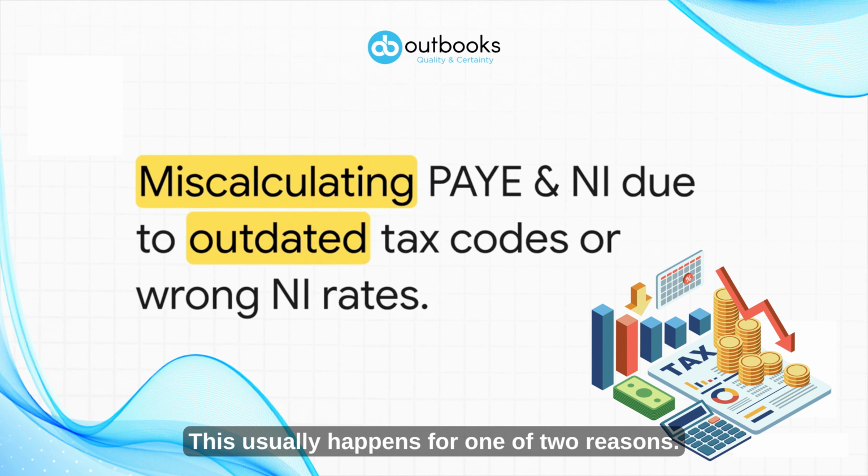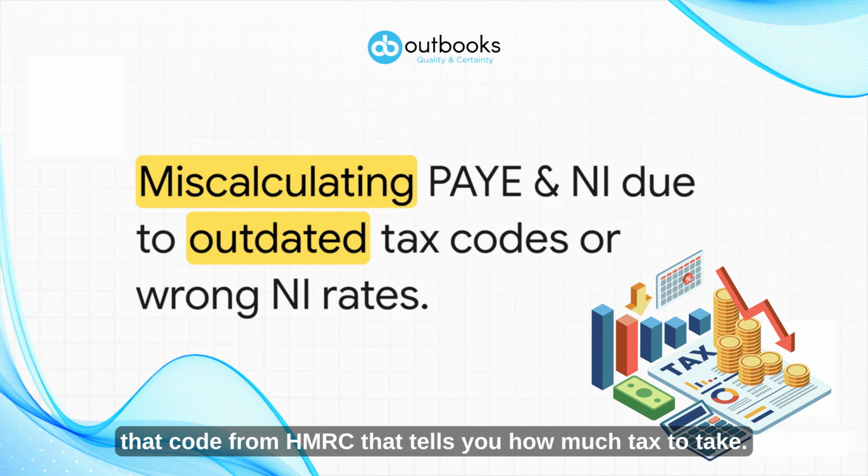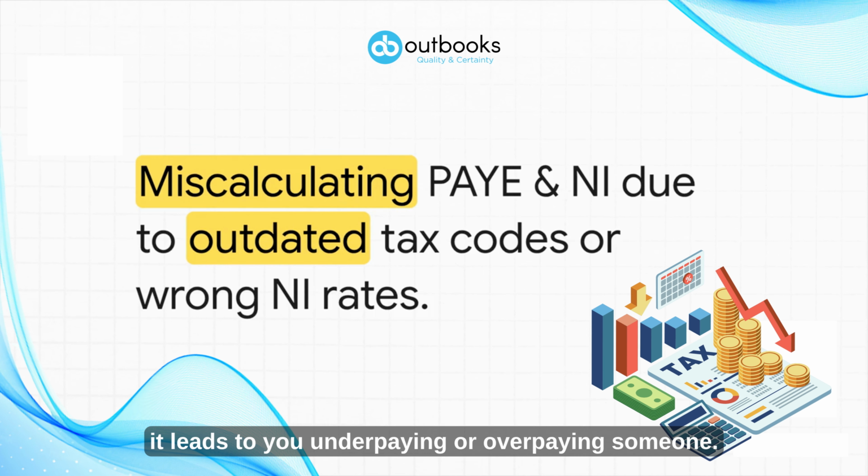Mistake number 2, getting the math wrong. Miscalculations. This usually happens for one of 2 reasons. Either you're using an old tax code, that code from HMRC that tells you how much tax to take, or you're using the wrong national insurance rates. Either way, it leads to you underpaying or overpaying someone, and that creates a massive headache to sort out later.